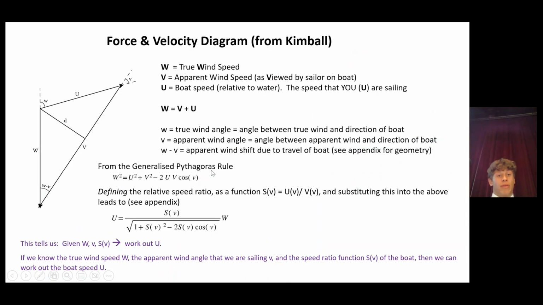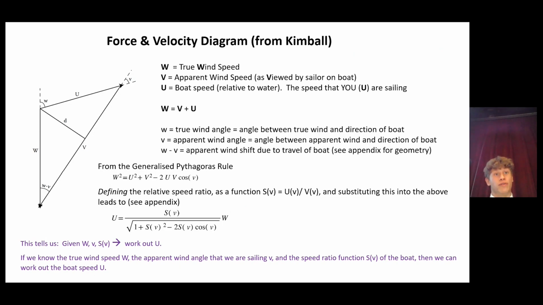Now we have a vector diagram here, which really well represents the forces that you feel when you're sailing. The true wind speed, W, the capital W in the wind, equals V, the apparent wind as viewed by the sailor. Have you ever felt, when you're running, even in very calm winds, a force on your face? That's the apparent wind that you're feeling.